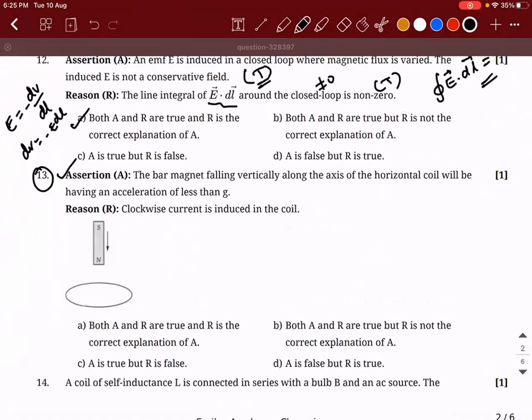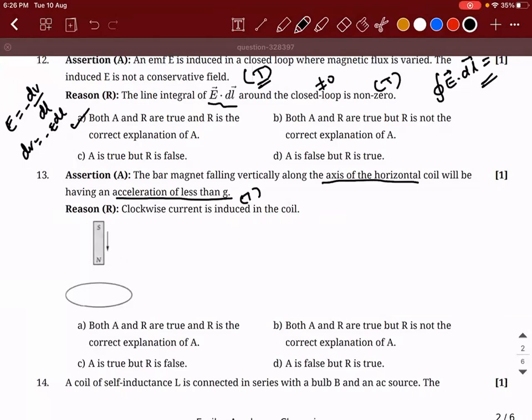Thirteenth, assertion. The bar magnet falling vertically along the axis of the horizontal coil will have an acceleration less than g. True. So that g is gravitational acceleration, no, sir? Yeah, acceleration due to gravity. Yes.